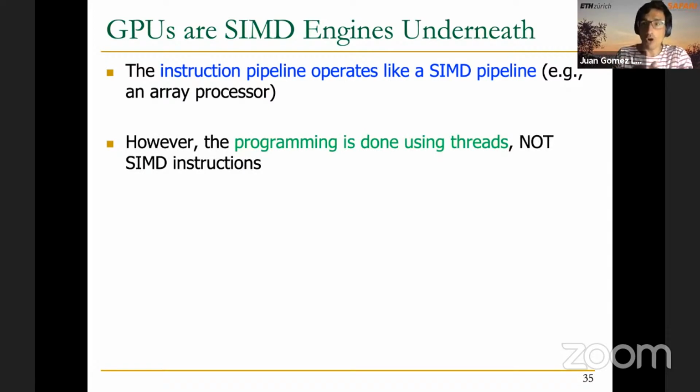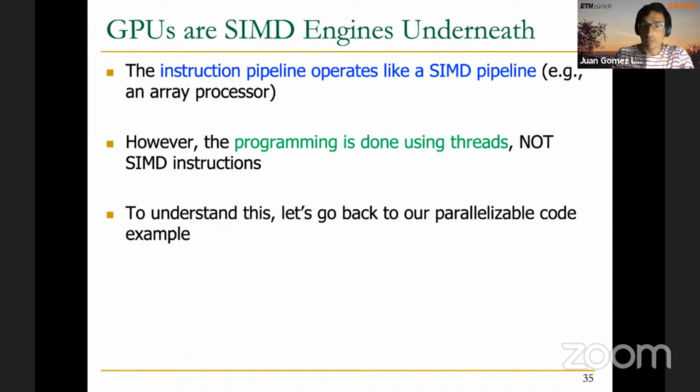However, the key difference, and this is where we are going to spend the next few slides, is that programming is not done by using SIMD instructions or vector instructions like this vector load or vector add that we just discussed. Here, we are going to use threads. We are going to program these GPUs as if they were a multi-core processor, more or less. But to understand this, we will discuss some parallelizable code, like this vector loop with the vector addition that we have seen before.